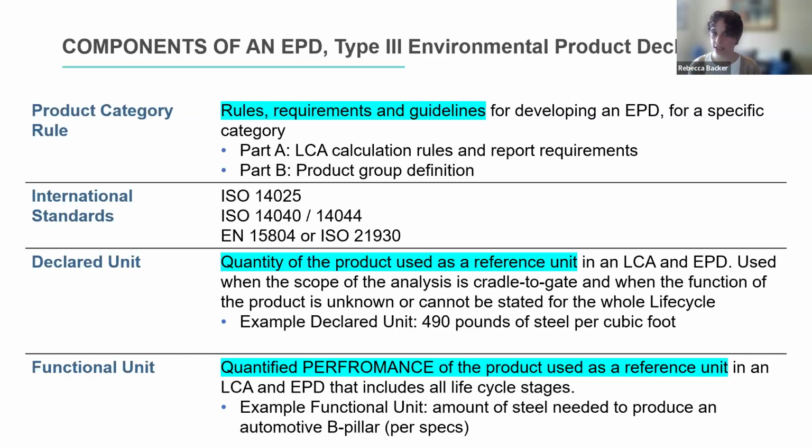Again, the declared unit or the functional unit forms the basis upon which the environmental impacts are reported. So when you're reporting the embodied carbon of a product, it's going to be in kilograms of carbon dioxide equivalent per either pound of product, the declared unit, or per the functional unit as defined by the product category rule.